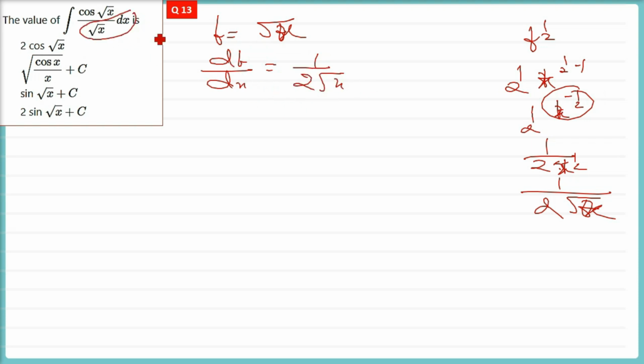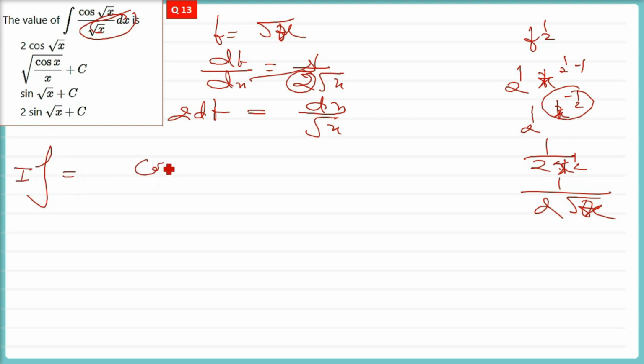Now this dx by root x is already there. So dx can be brought on the right. So dx by root x is actually twice of dt. So we have 2 dt here. Dx by root x is already there in the question. So this integration will become like this. This integration will be cos root x, we have taken as t. So cos t, dx by root x is twice of dt. So 2 you can bring there, dt here.